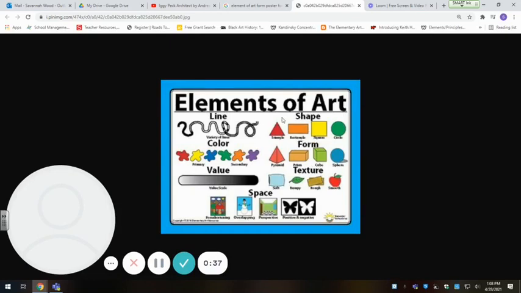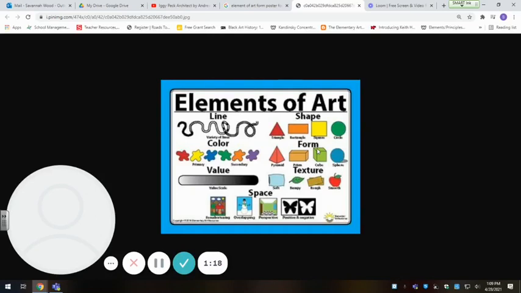So what a form is, it's called a three-dimensional figure. And a three-dimensional figure is something that looks like it has space around it. So it has a length, a width, and a height. So length is how long something is. Width is how wide or how skinny something is. And height is how tall something is. So a form that is three-dimensional means you can see it from all different sides. And it has height and width and length.